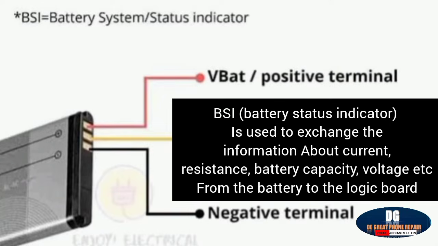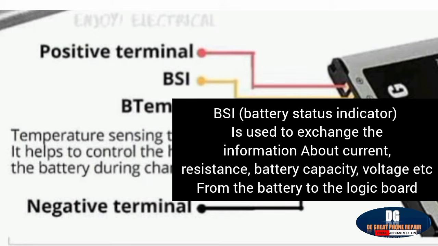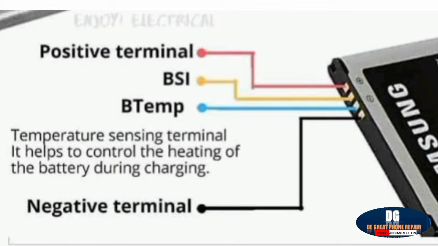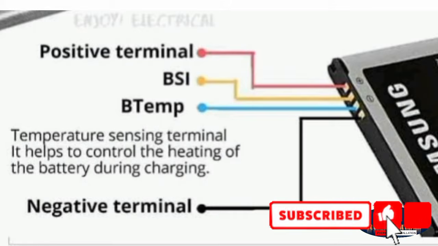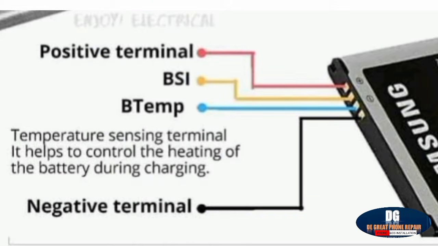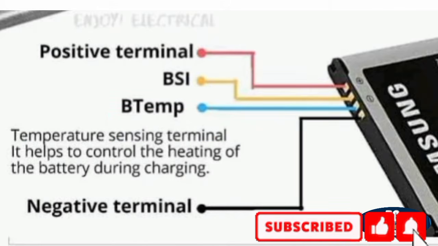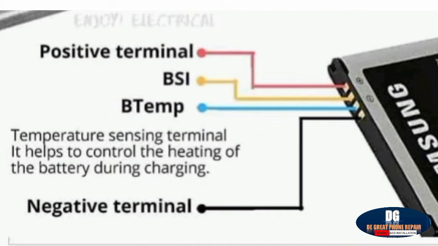So the BSI is called the battery status indicator. It is used to exchange information about the current, resistance, battery capacity, voltage, etc. from the battery to the logic board. That is the work of the BSI. It is like an information giver. The B-term, that is the battery temperature, is a sensing terminal. It helps to control the heating of the battery during charging. So that is what I told you, that there's a component called a thermistor on that battery, at the B-term. The thermistor is the basic component at the B-term.